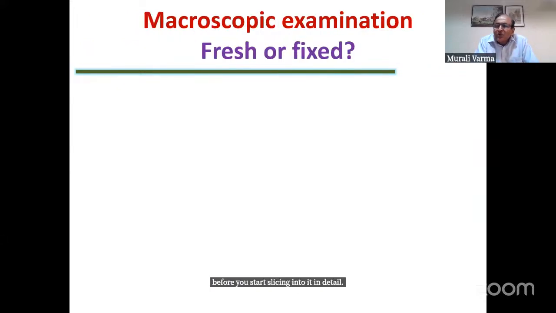Now, when it comes to examining the specimen, is it better to examine it fresh or fixed?